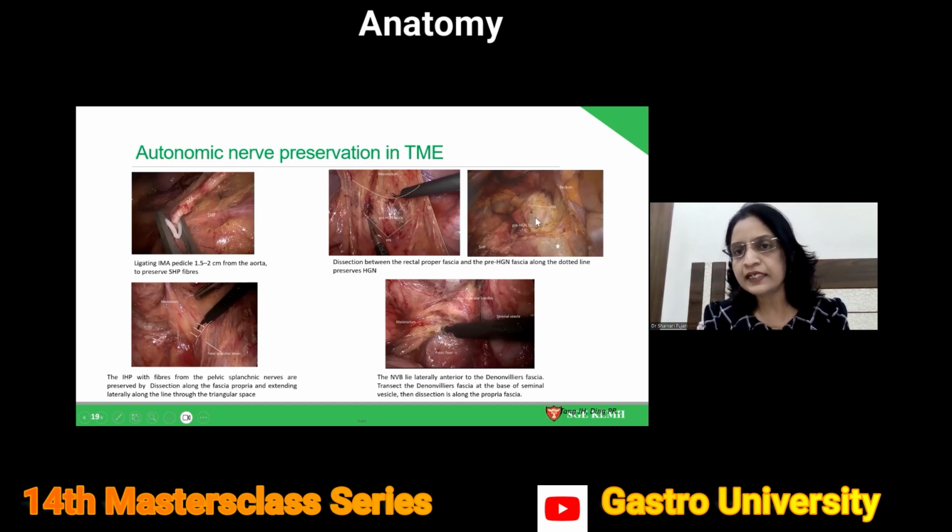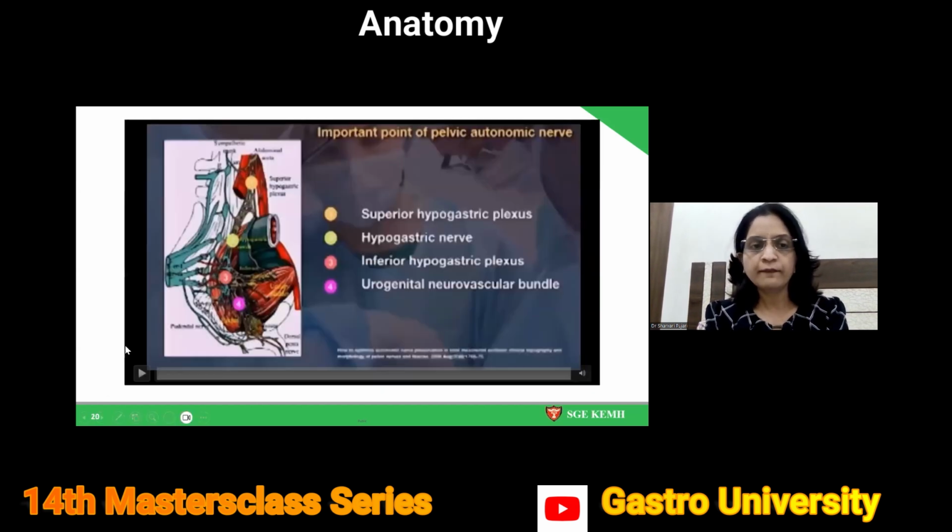On the right side, it should be in the triangular area anterolateral to the right hypogastric nerve towards the mesorectum, and not here. This star area, the dissection should not go in this region on the right side. In the inferior, so the inferior hypogastric plexus and the nerves are preserved, and anteriorly the neurovascular bundle should be pushed anteriorly towards the prostate.